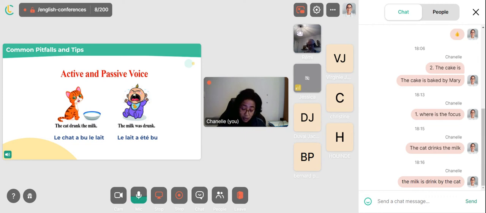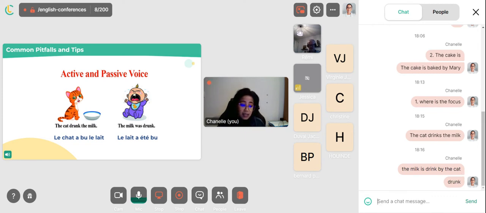The milk is drunk, excusez-moi, je vais faire une petite erreur. The milk is drunk by the cat. I have le participe passé and I've got the verb to be, l'auxiliaire. If it was the past, the cat drank the milk, c'est le passé simple, donc j'ai besoin du passé simple de l'autre côté. The cat drank the milk. The milk was drunk by the cat. D'accord? Parfois, je n'ai pas besoin de l'agent. I don't need the cat because the most important part is the milk.